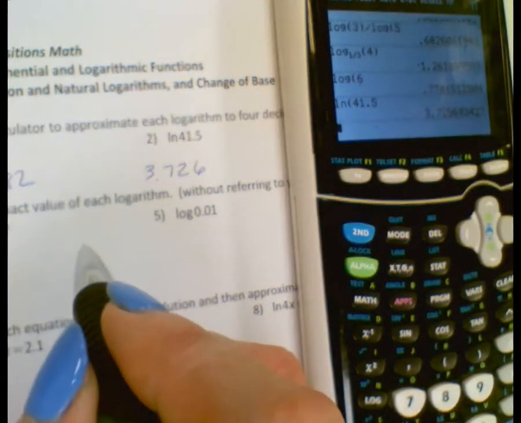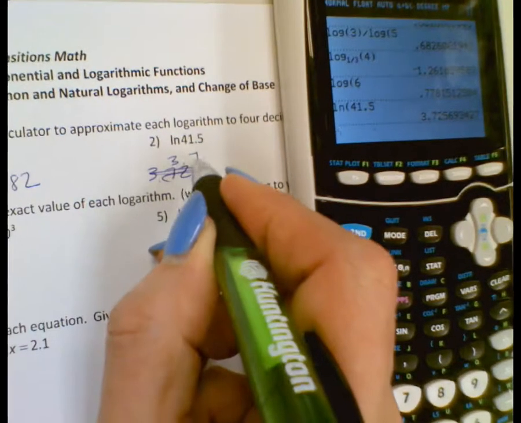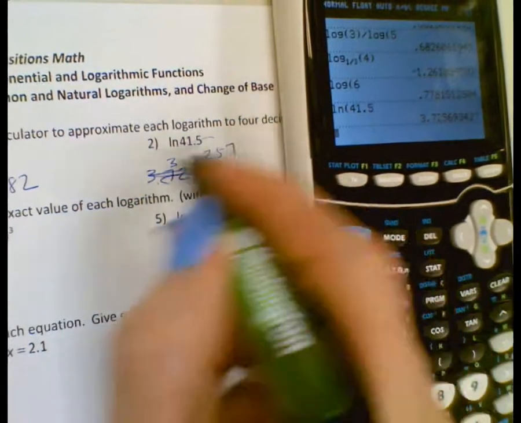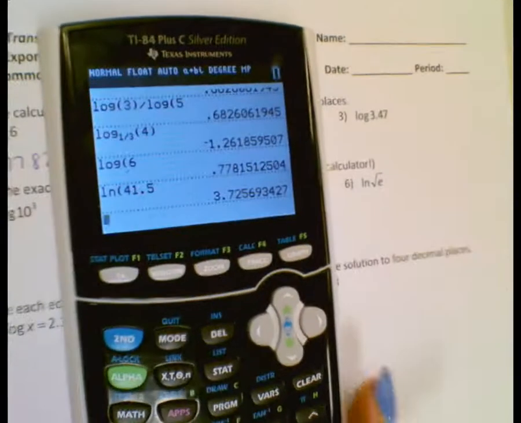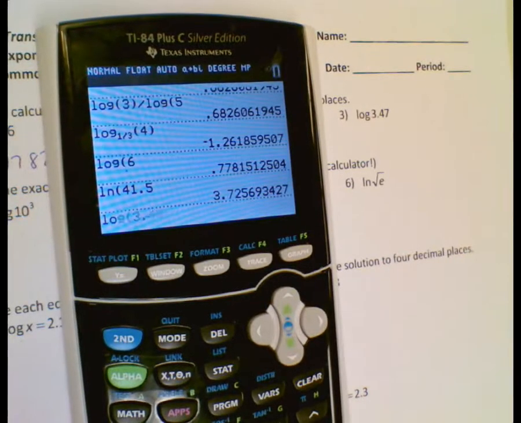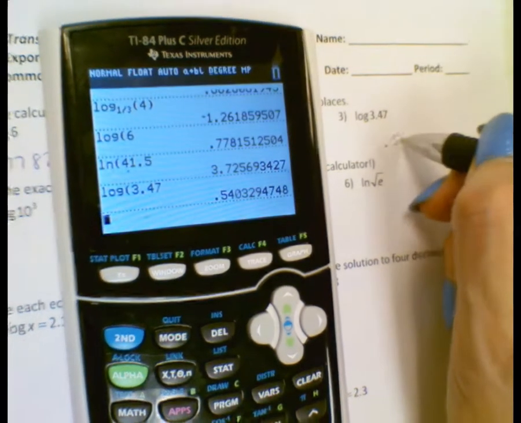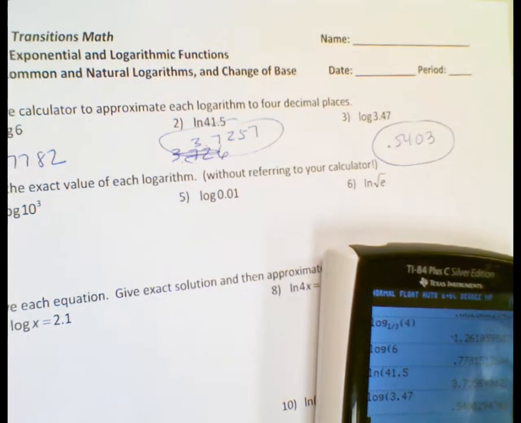3.726. 7257. Oops, I'm wrong. 3.7257 because we need 4 decimal places. And log 3.47 is log 3.47. We're just punching it in, and you get 0.5403.